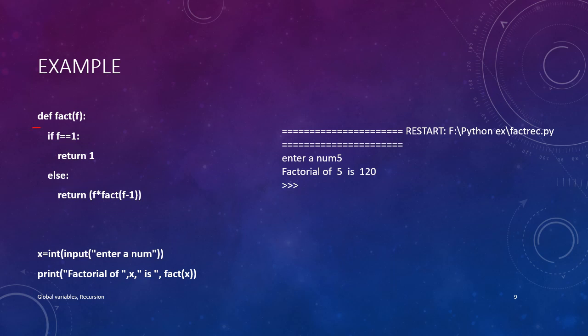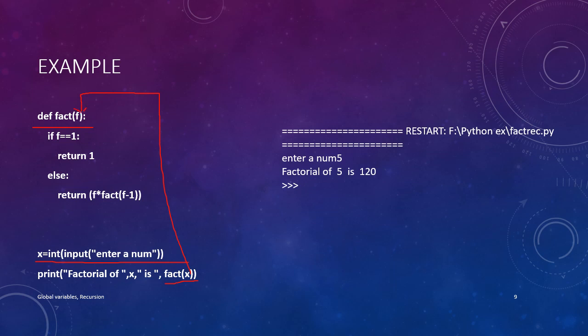For that, we are defining a function called fact, which accepts a parameter f. In the main function, I'm asking the user to enter a number, and we'll call the function fact by passing this number. Once we get the result back, we'll print it. So the value input by the user will be passed to this variable f.